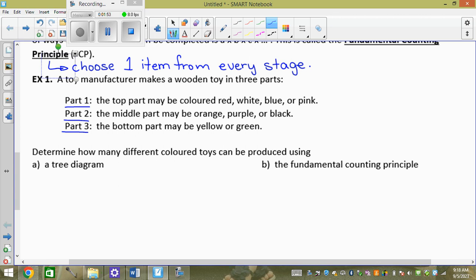So part 1 is the top part, and it may be colored red, white, blue, or pink. Do you see how it doesn't say and pink? It's or pink. So it's one. It's either one. So that's good. Covers one choice from part 1.